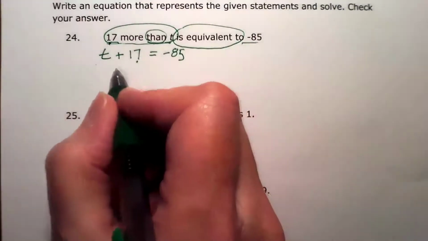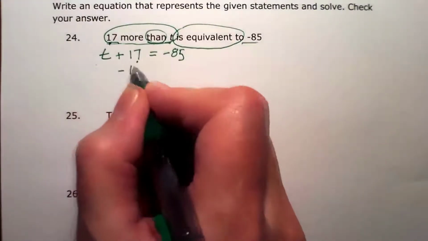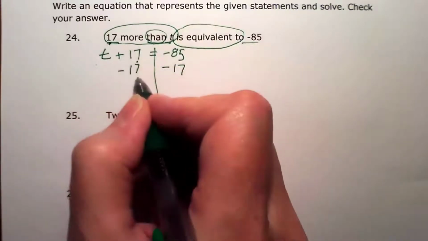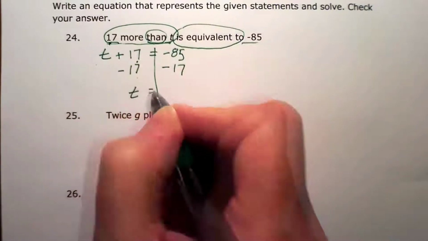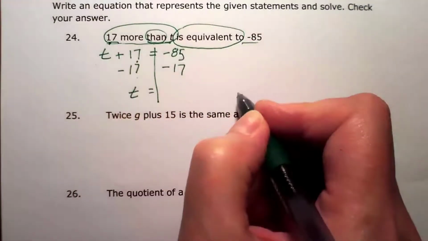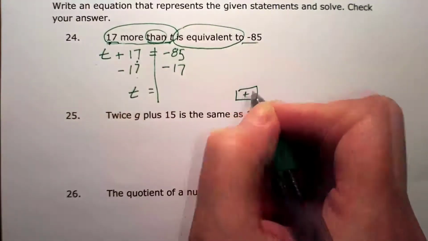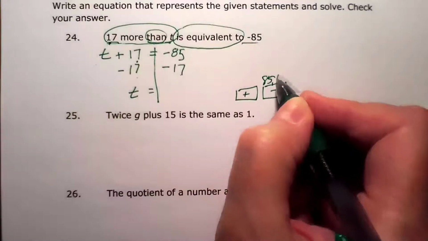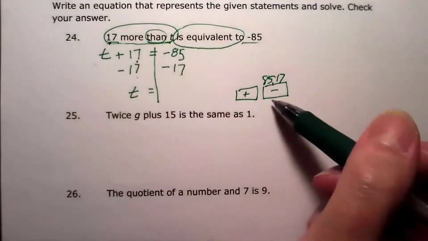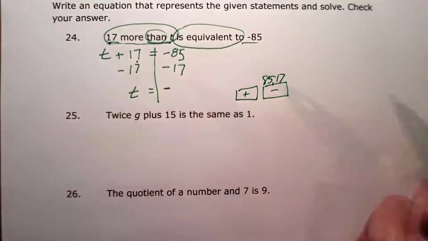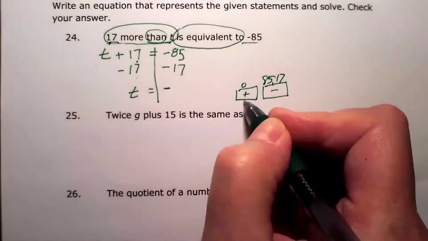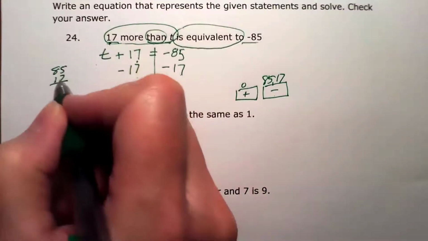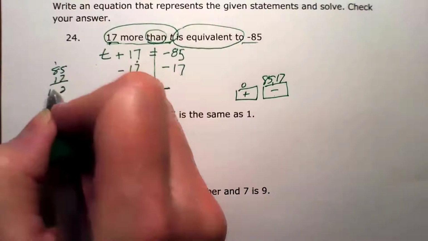To solve it, I want t by itself. I want to isolate t. So if I take away 17 from both sides, I end up with a 0. So I just have t and nothing else. And then I have a negative 85 and a negative 17. They're both negative, so they both go in the negative box. So when I'm getting my answer, which box has more? The negative box, so the answer will be negative. How much more? Well, there's none in the positive box, so I have to add 85 and 17. You can use a calculator on this test. 102.